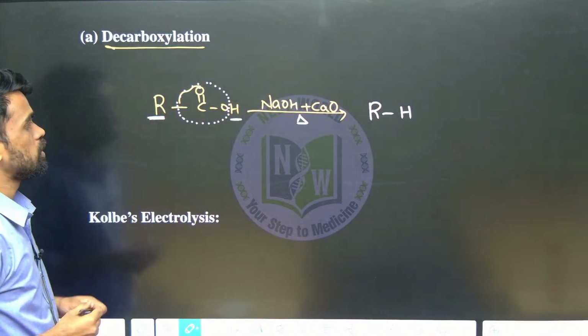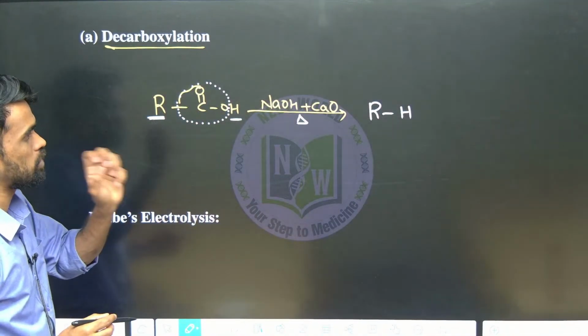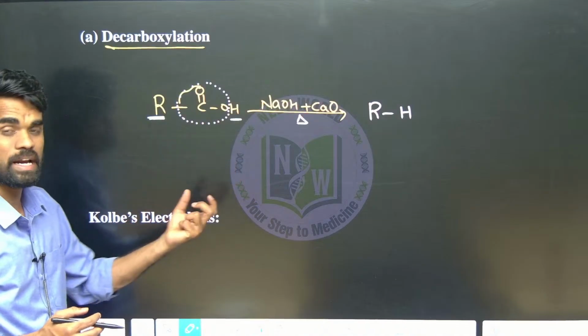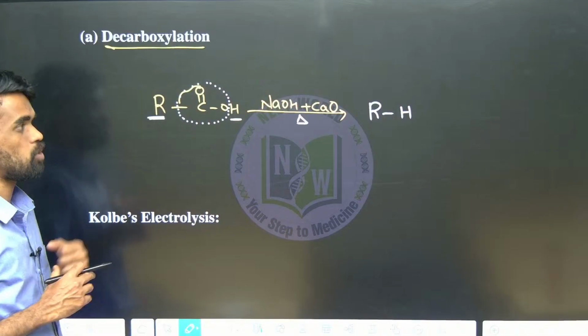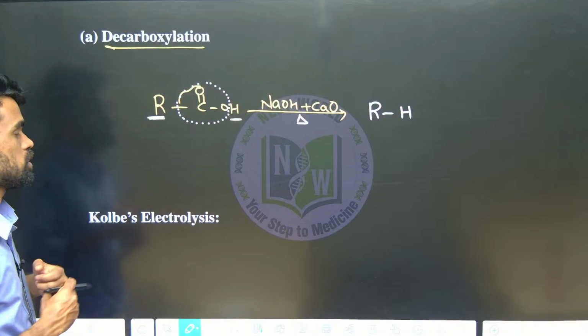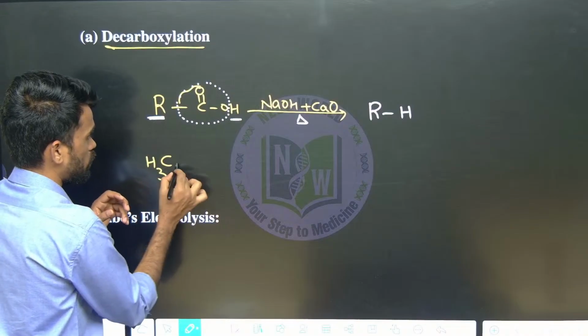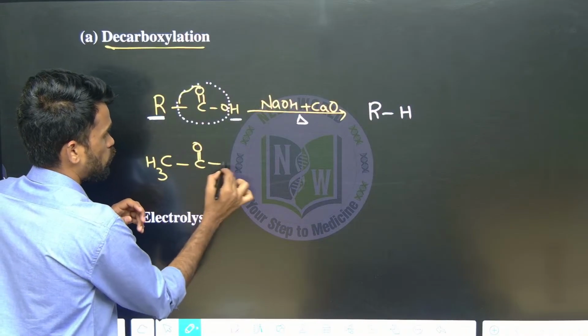Now I will tell you one simple way to identify the rate of reactions, or which molecule will readily undergo decarboxylation. This is how we can expect the questions. Let me give you 2-3 more examples, then you will get more clarity. What is this called?